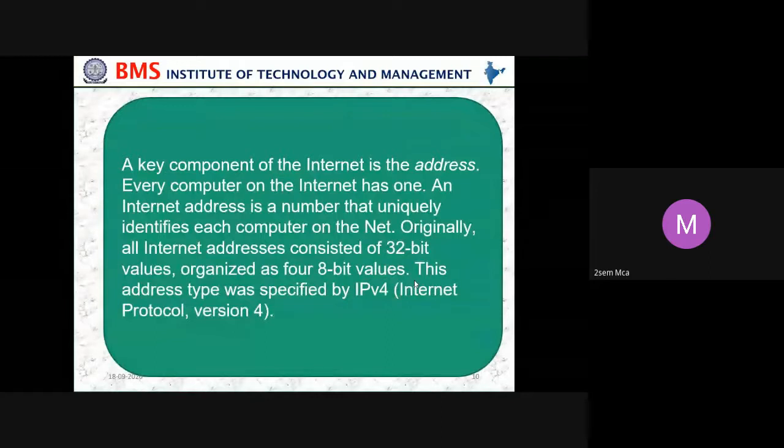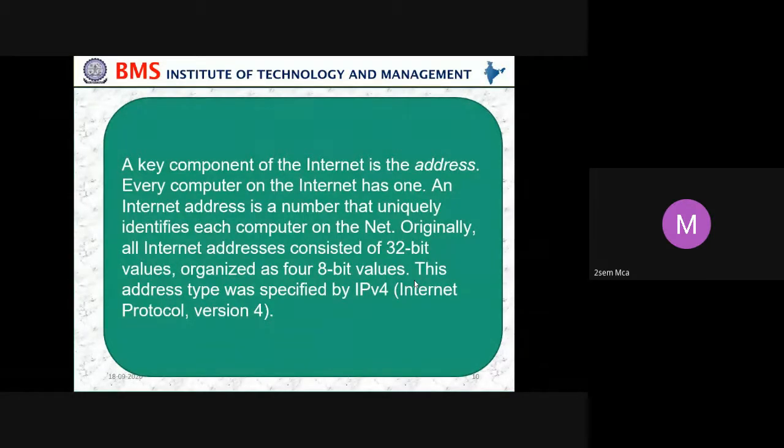A key component of the internet is the address. So I should know the address, right? Even if I say every one of you wants to connect to classes, then you should know the address. What address should you know? You should know the link address. That link address we have shared with you, to your mails or somewhere. So that is the main key component of the internet. The key component of the internet is the address. Every computer on the internet has one.